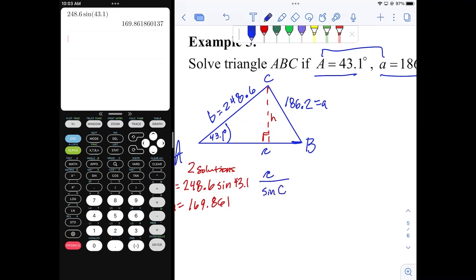Uh-oh. We can't do that, can we? It wouldn't equal c squared. It would equal h squared. It's not a right triangle. Can't use the Pythagorean theorem here. We can't find c, can we? Because we're missing the angle opposite it. So can't do this yet.